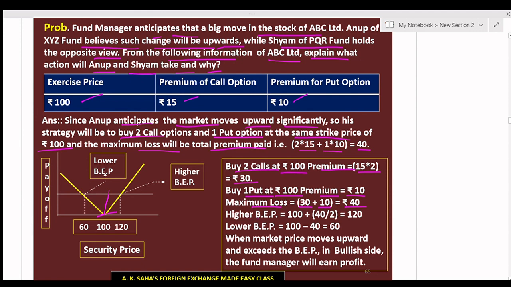Higher BEP is equal to 100 strike price plus 40 by 2. 40 is the total premium paid, divided by 2 because 2 is the number of call options bought, that is 120. And lower BEP is equal to 100 minus 40 is equal to 60. When the market price moves upward and exceeds the BEP on the bullish side, the fund manager will earn profit as he anticipated.